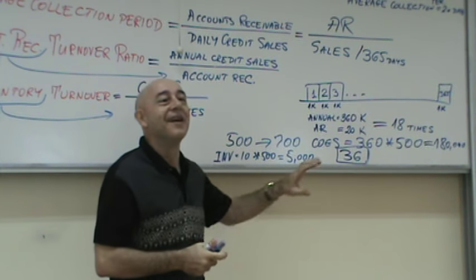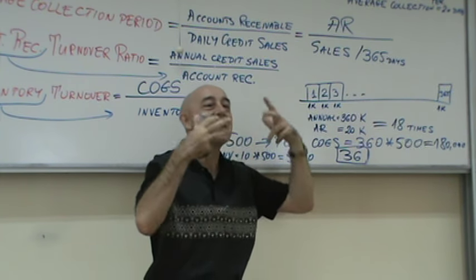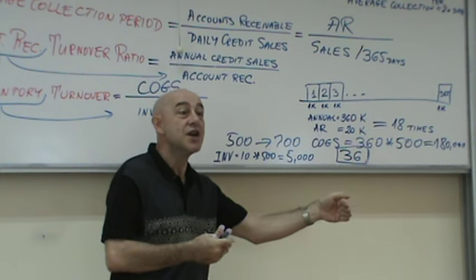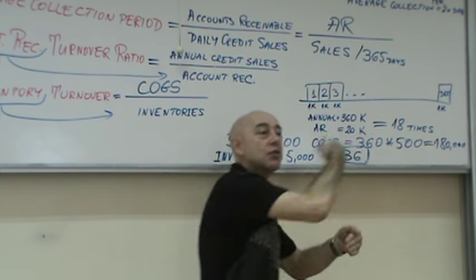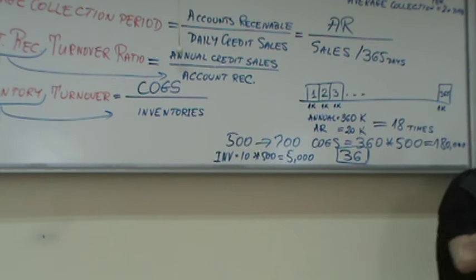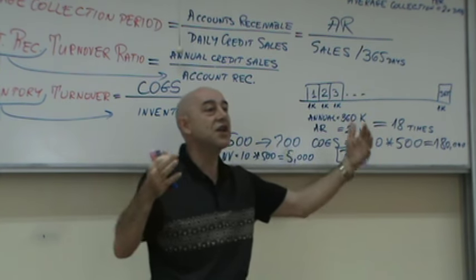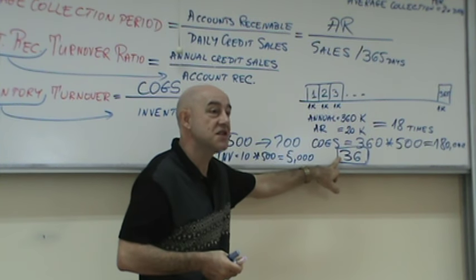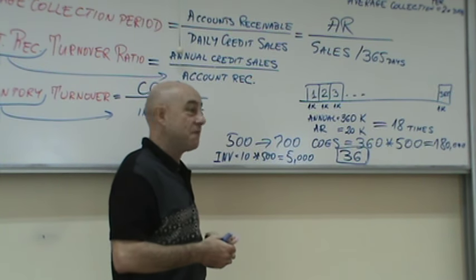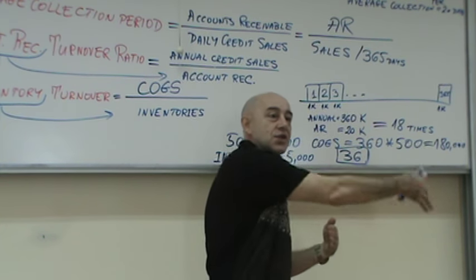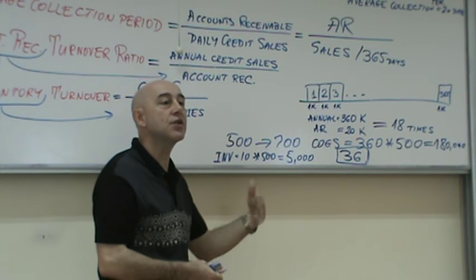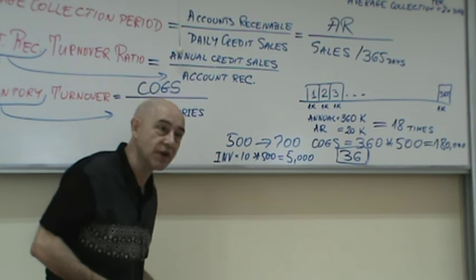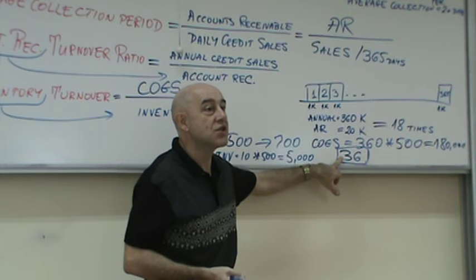Again, pay attention, this is very simple. The year has 360 days. You have 10 phones. You sell one phone a day, so you're going to run out of phones in 10 days. After 10 days, you reorder again, and after 10 days, reorder again. If the year is 360 days and you order every 10 days, you're going to order 36 times. The first batch of 10 is sold in 10 days, the second in 10 days, the third in 10 days. So on average, your inventory is sold 36 times.